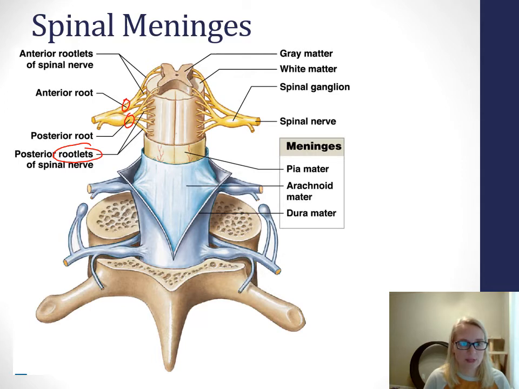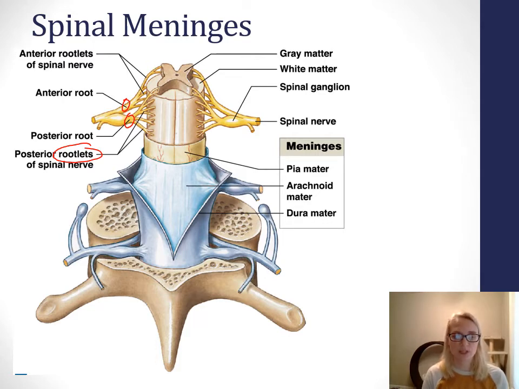Okay, I think that's the only thing I wasn't able to show you on the last slide. So now we can take a look at meninges. Meninges are the protective sheaths that surround your central nervous system. We'll see these again in the brain, so we'll focus just now on the ones of your spinal cord.